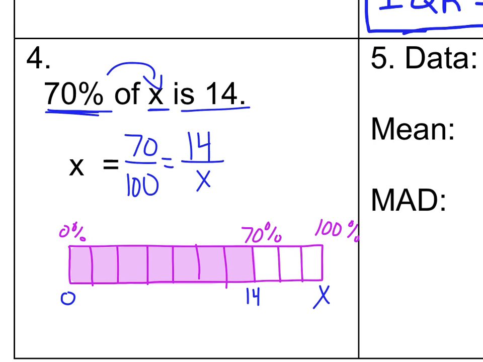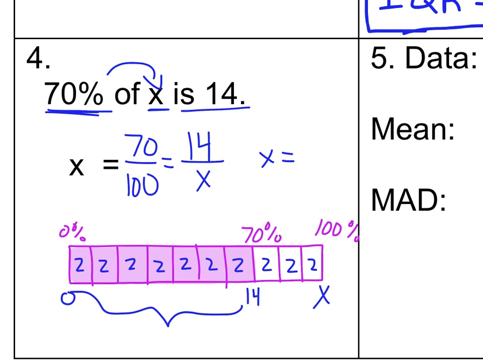And so now using my tape diagram, you can see that in the purple, I have 7 equal rectangles that equal 14. So what would they all have to be? What's 14 divided by 7? They all have to be 2s, don't they? Which means so do these. So X is a combination of 10 2s. So X has to be 20.